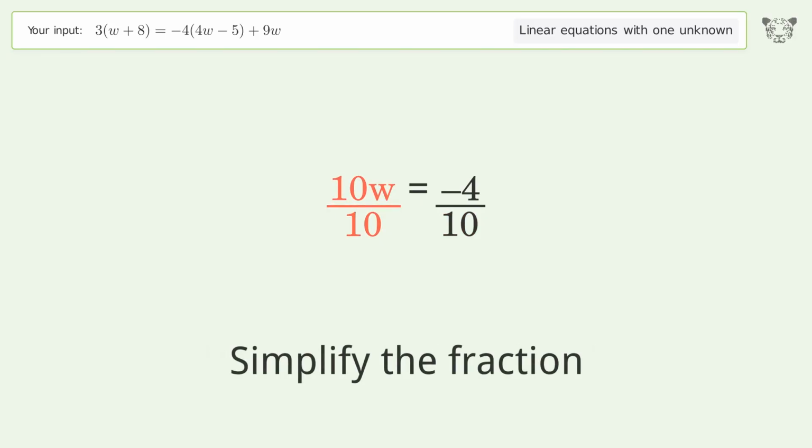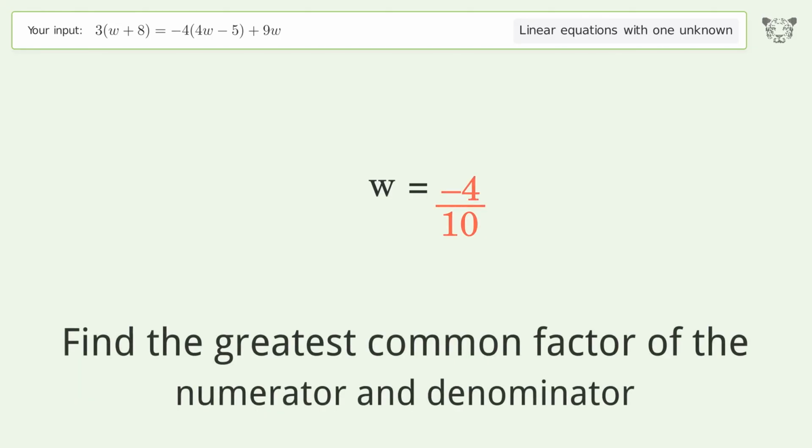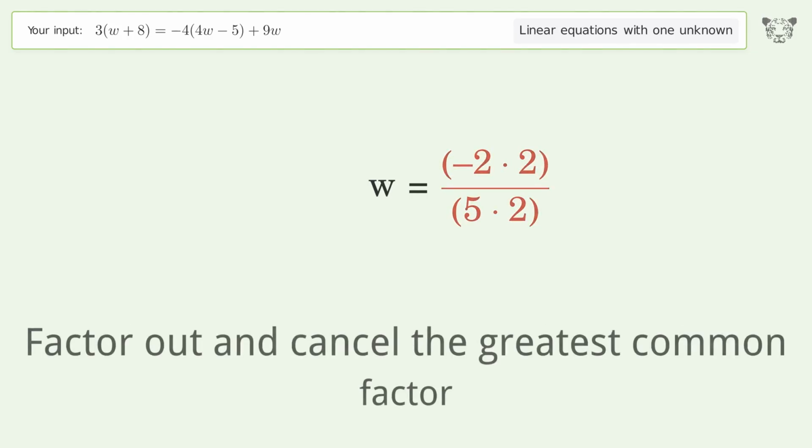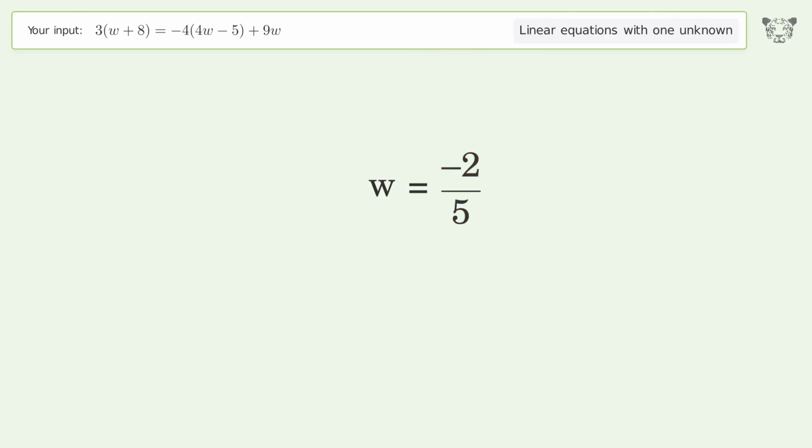Simplify the fraction. Find the greatest common factor of the numerator and denominator. Factor out and cancel the greatest common factor. And so the final result is w equals -2/5.